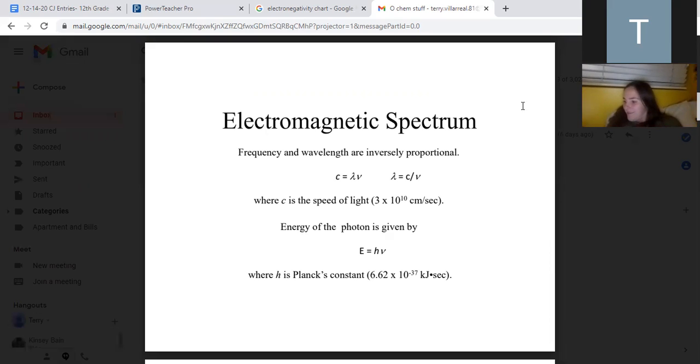So know that now we see lambda equals c divided by nu, or nu equals c divided by lambda. So if you look down there, we have E equals h nu, and nu is our frequency. H is Planck's constant. So here's the thing: if they ever gave you a problem that said, here's the wavelength of light, what's the energy of this wavelength?